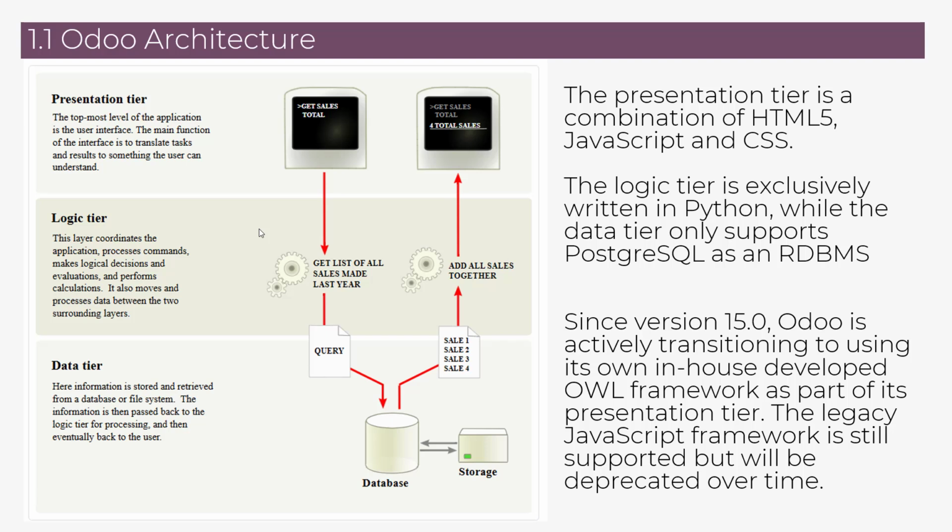Also, the presentation tier is a combination of HTML, JavaScript, and CSS. The logic tier is exclusively written in Python, while the data tier only supports PostgreSQL. Since version 15, Odoo is actively transitioning to using its own in-house developed OWL framework as part of its presentation tier. The legacy JavaScript framework is still supported but will be deprecated over time.